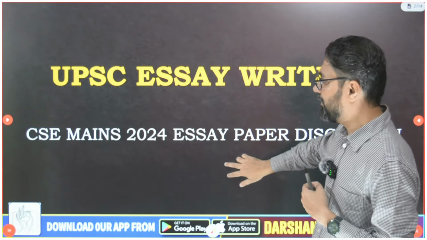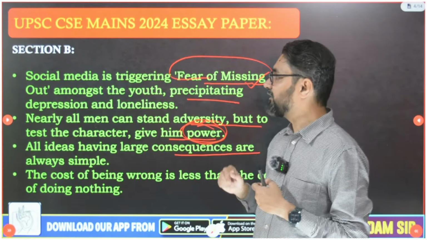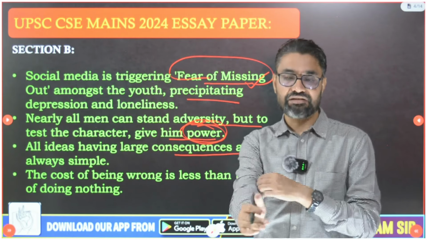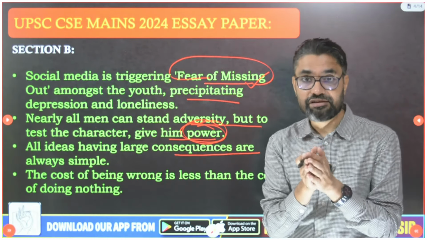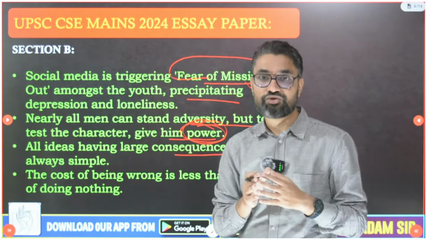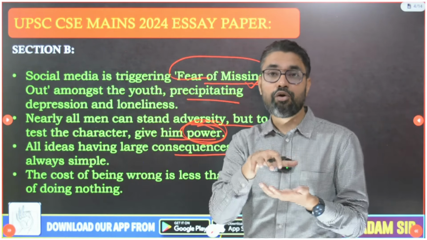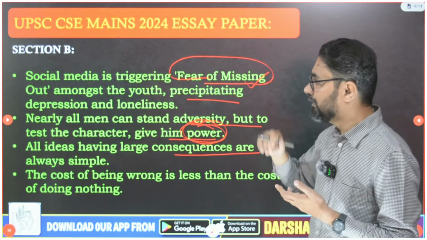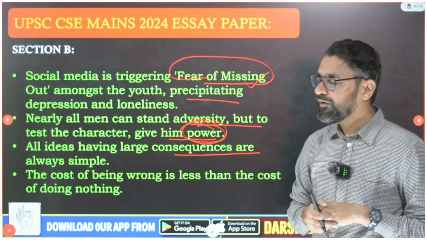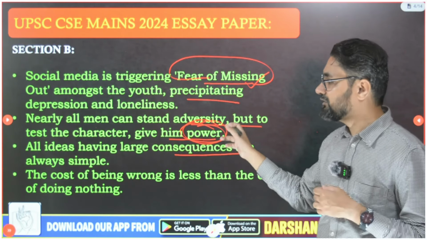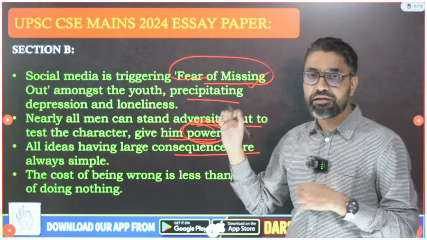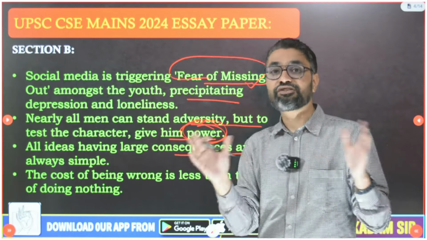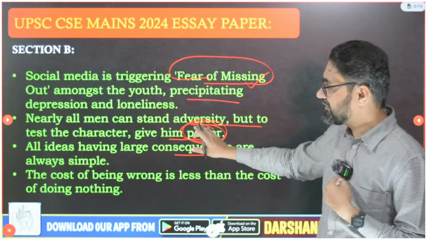In the same way here, in section B, "social media is triggering FOMO and precipitating depression and loneliness." Here also don't disagree, but you can give suggestions on how we can use it in a regulated manner. People should have individual responsibility: how much time to spend on social media, how much to share or not to share, whom to allow entry into your social media profile or not. So that is this social media triggering fear of missing out. Then, "nearly all men can stand adversity, but if you want to test a man's character, give him power." Don't disagree with this essay, that he abuses power. You can't justify this. So don't disagree with this essay.